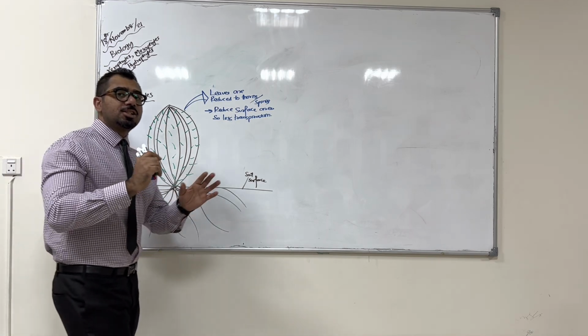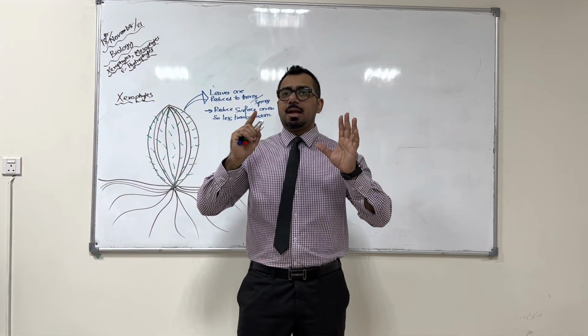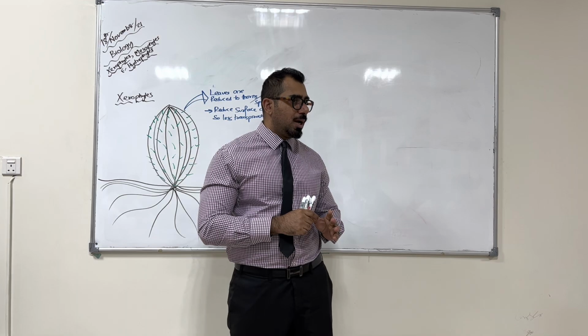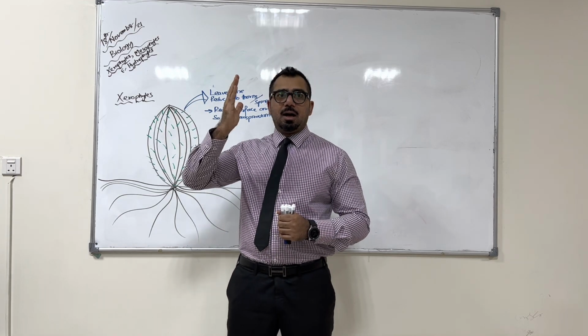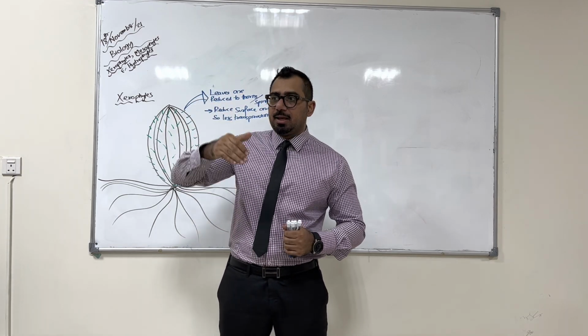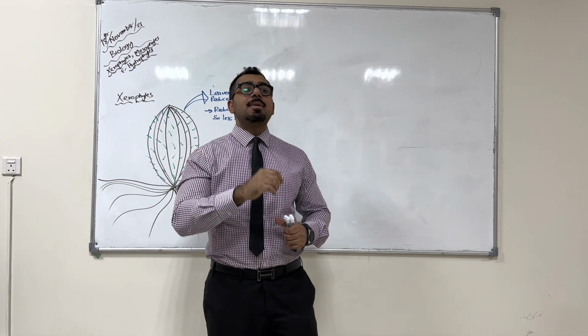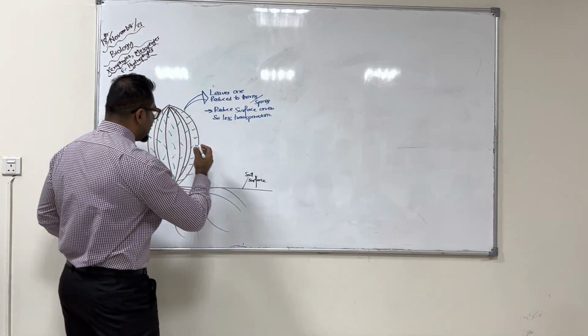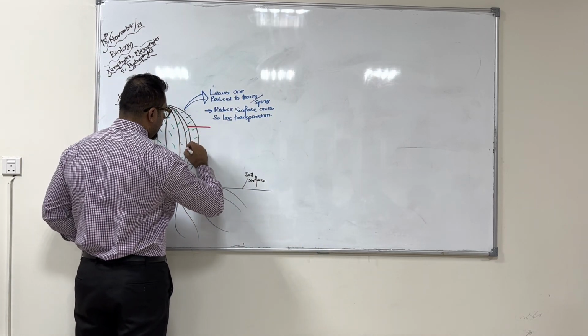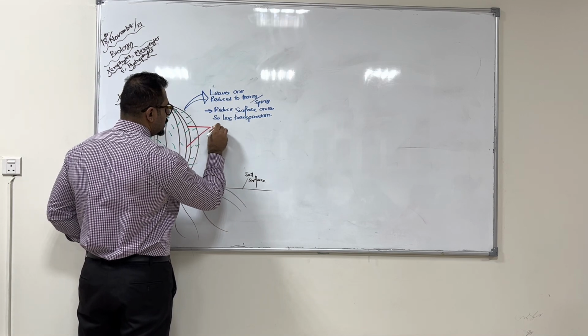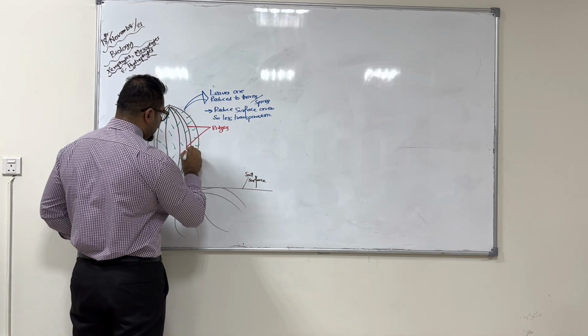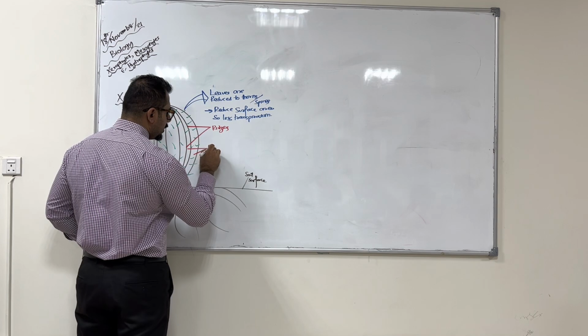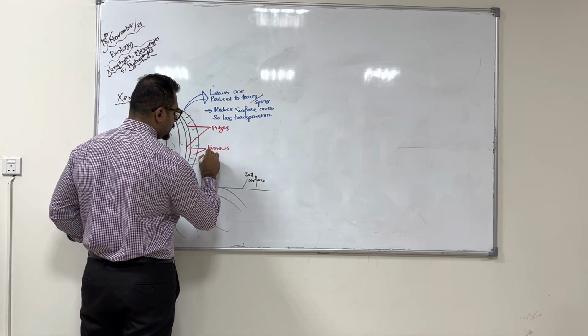Next thing, if you see that I drew these lines, now there are ridges and furrows in a cactus plant. Have you guys seen a cactus plant? Yes. There is a heightened area and there is a deep area. I am calling them ridges and furrows. Let's suppose that these are ridges and these are what? Furrows.